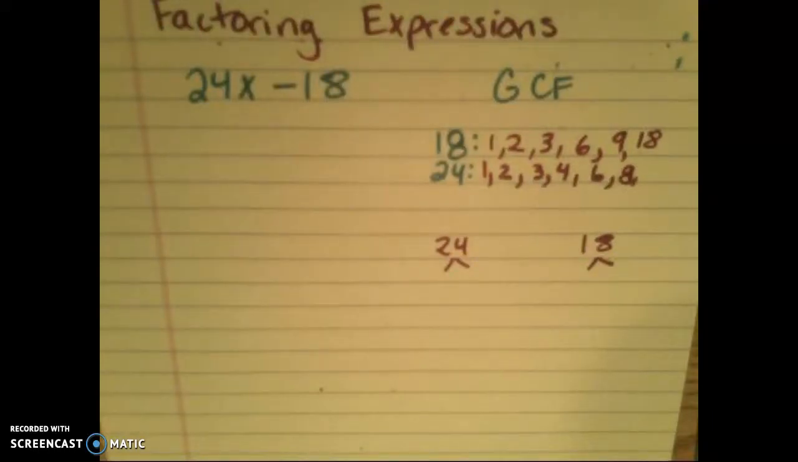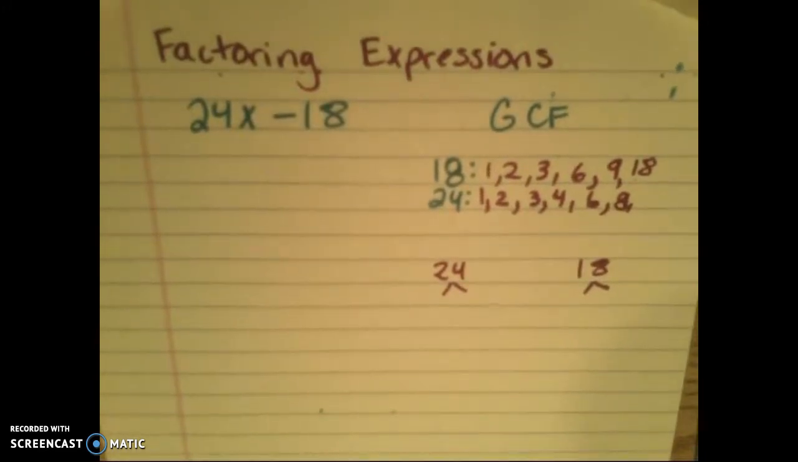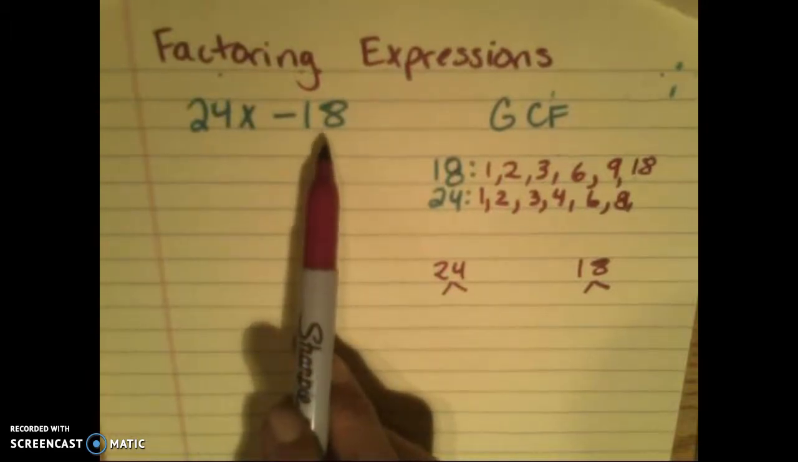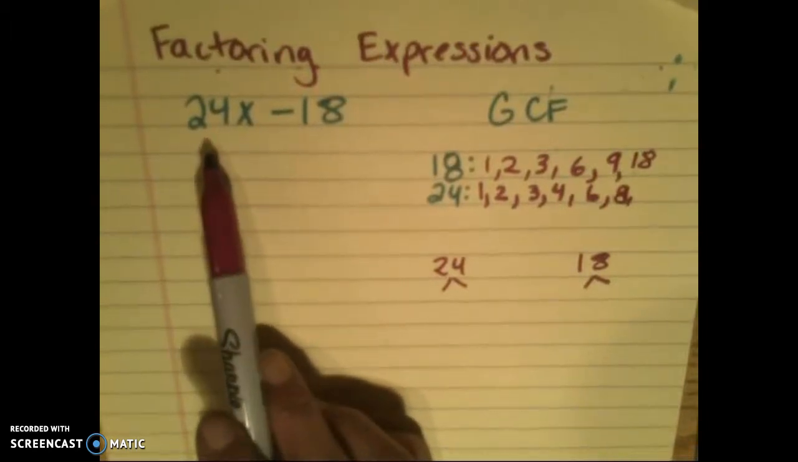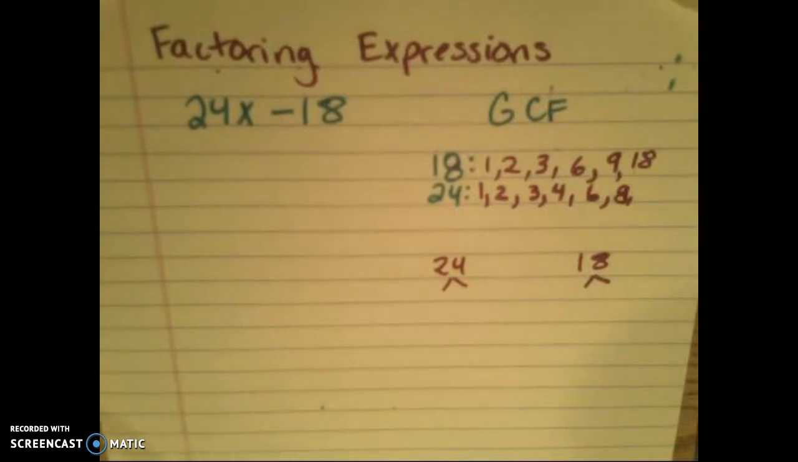All right, today we're going to do factoring expressions. Factoring expressions is kind of the inverse of the distributive property. So you are going to find the greatest common factor and factor it out of both of your terms. Then, once you have your expression, you can use the distributive property to find out if your solution is correct.